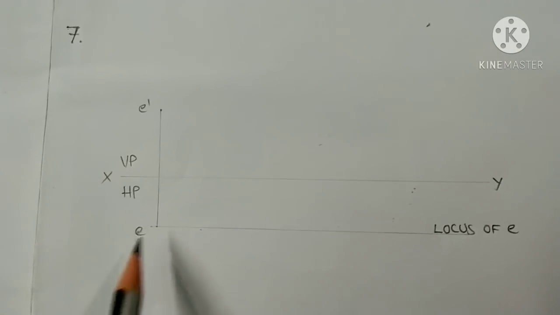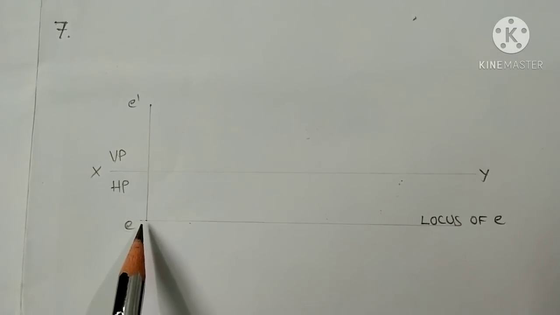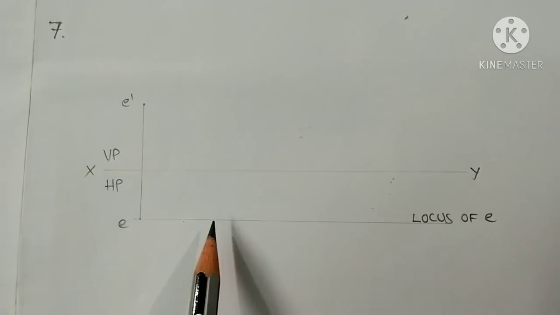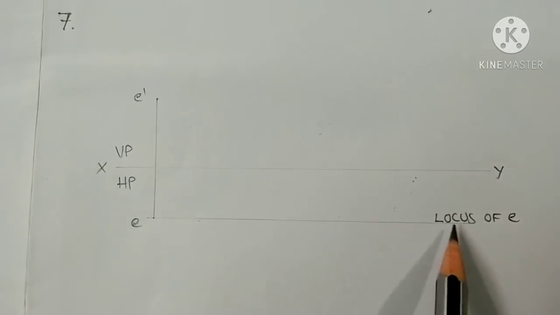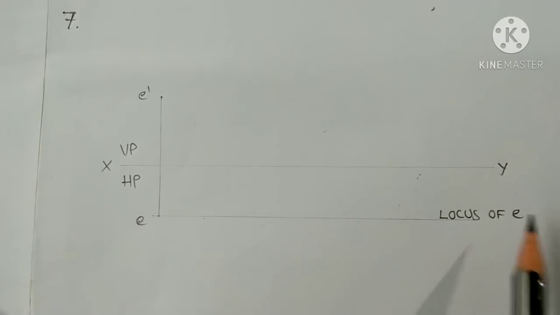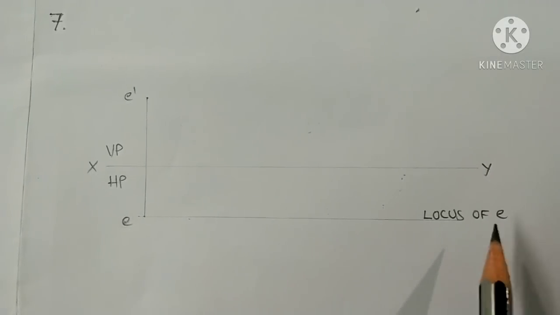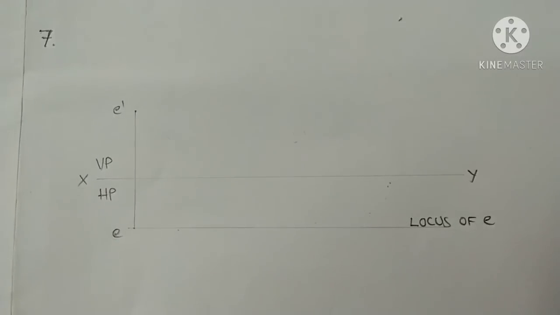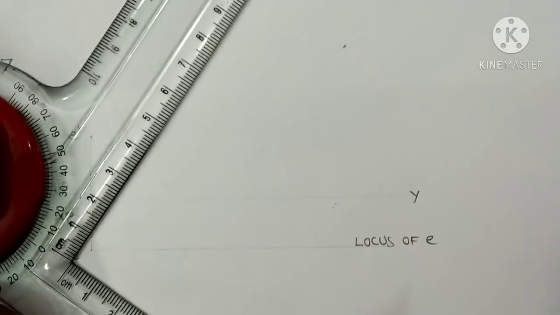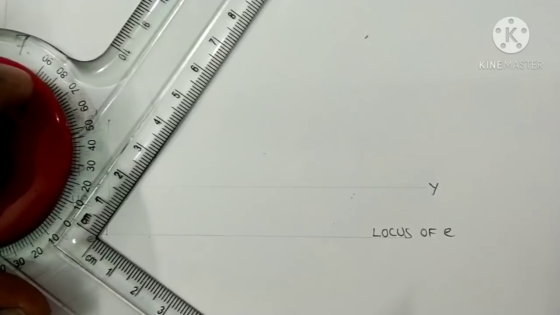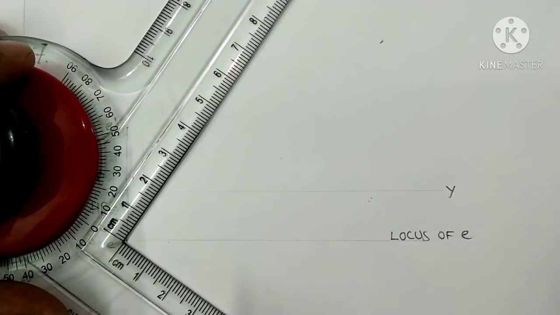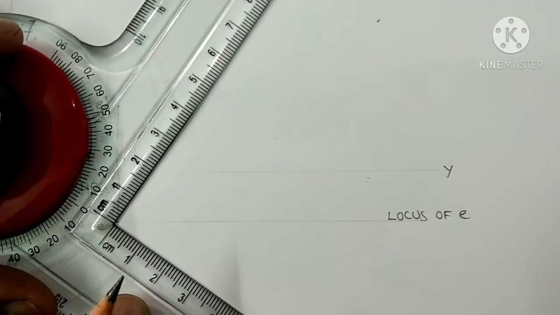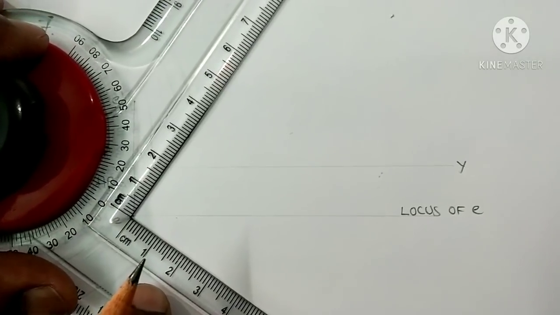Yes, once we got this point, here we can construct the locus line. Locus line means it is a horizontal line passing through that particular point. Then after that we can write the locus of E, small e. Next, coming to this particular point, our line is inclined to the VP, that is 35 degrees. So we should use the protractor carefully for 35 degrees.